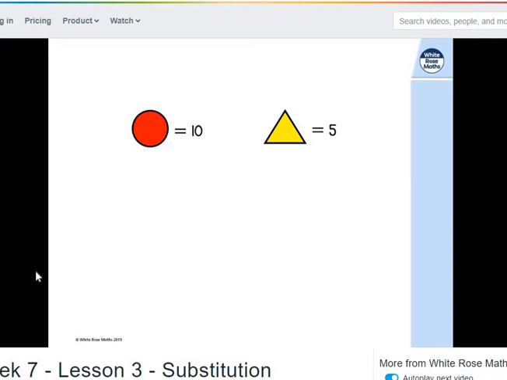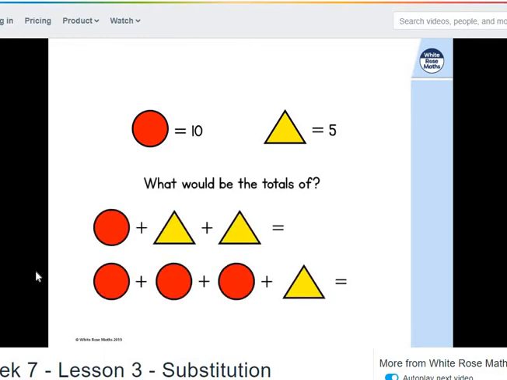So we've got two symbols here. We've got a circle and a triangle. The circle is worth 10 and the triangle is worth 5. It could be worth anything, but for this particular example, they're worth those values. So what would be the totals of these sentences? Pause the video, have a go for yourself. Let's have a look then. Let's substitute the values in.